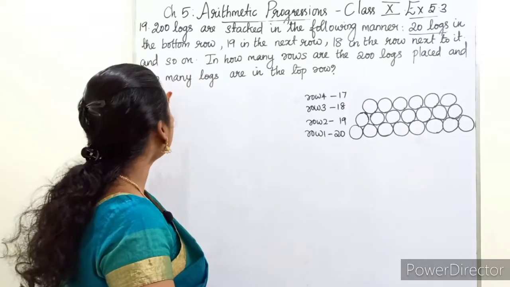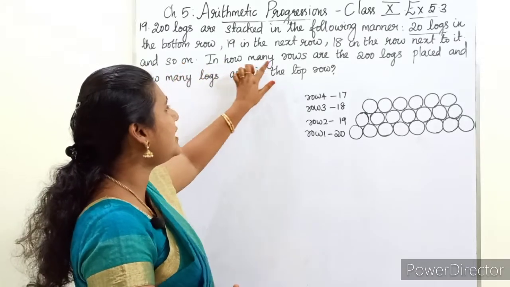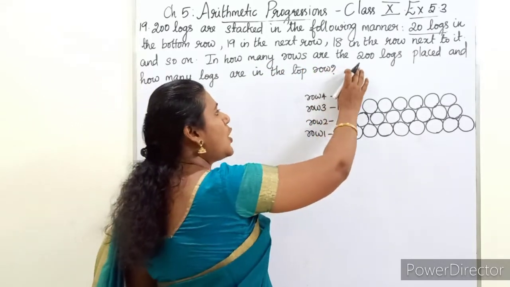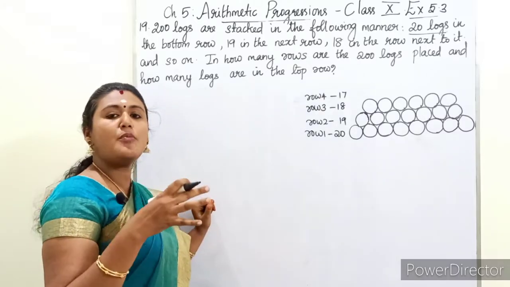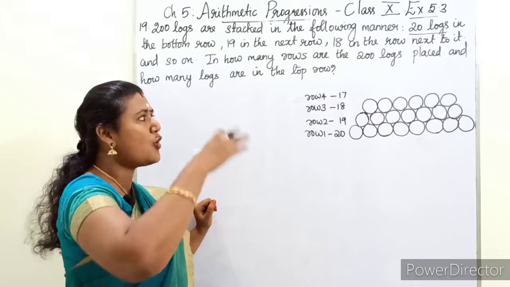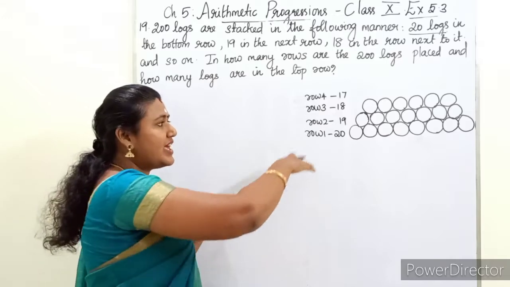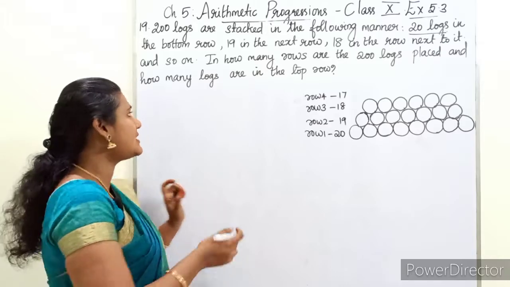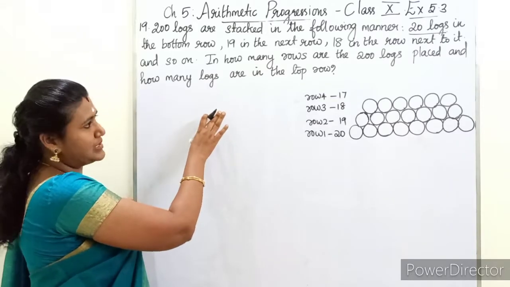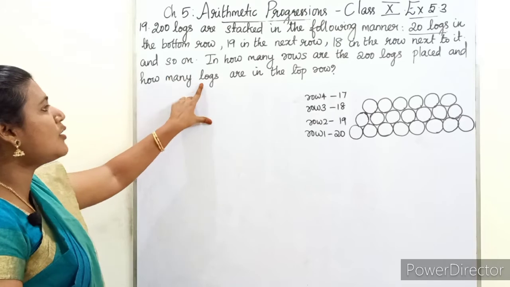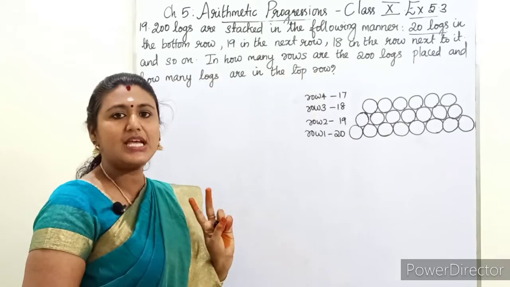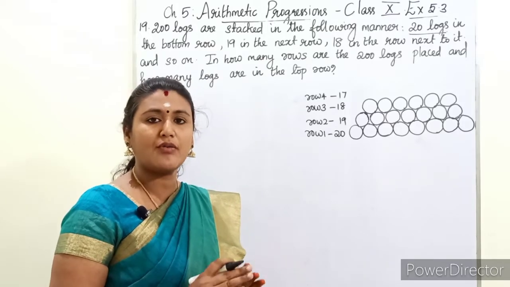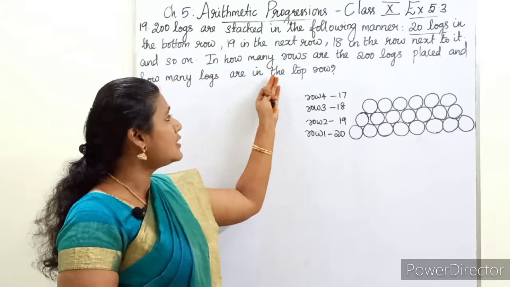So here what is the question? We have to find how many rows are there to arrange all these 200 logs. How many rows are required? That is the question. If they have arranged in this manner, how many rows are required? So first thing, we have to find the number of rows, and the second one, how many logs are in the top row. So these two things we have to find: how many rows are there and what is the number of logs in the last row, that is the top row.